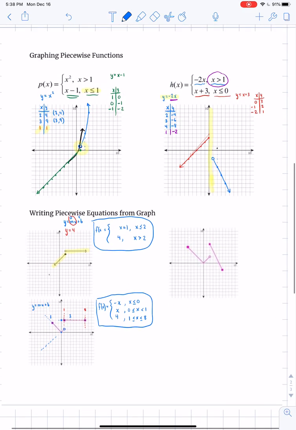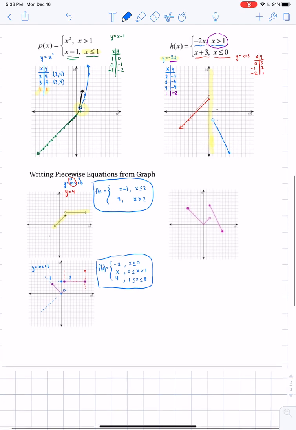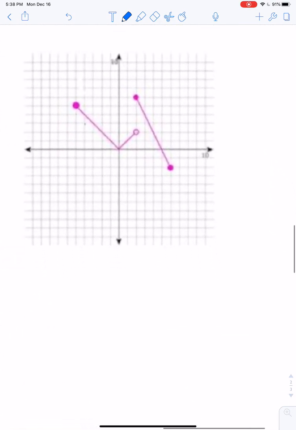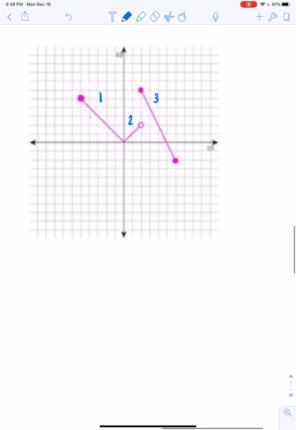All right, what is the last one? We have 3 here as well. Let's label them. 1, 2, 3. So you can try this one on your own if you want. You're gonna have 3, so I'm gonna leave some space.